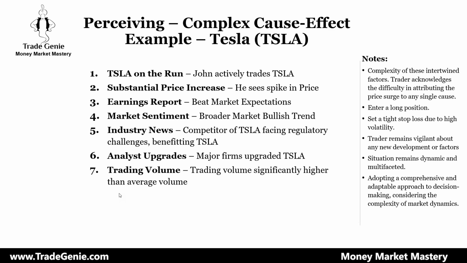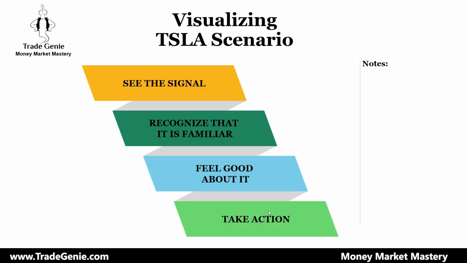So now think about this. Not only is he analyzing Tesla, all the causes and effects, he is also analyzing himself, how he is feeling. So he sees the signal and recognizes that it's familiar, based on all his previous experience trading Tesla and all these kinds of causes. He has seen the causes before, and he knows how Tesla moves. So he goes long in Tesla. He recognizes the familiar, he feels good about it inside, and then he takes action.